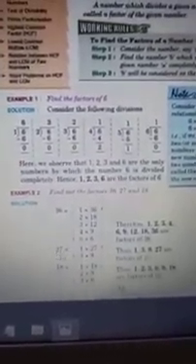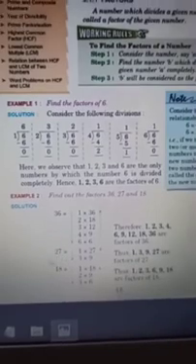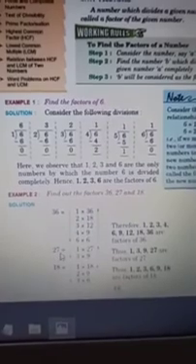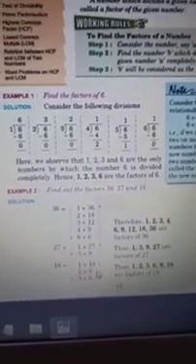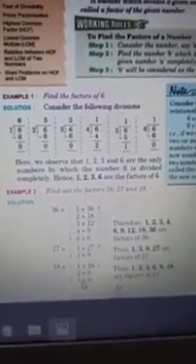Similarly, we have to find factors of 27. When 1 is multiplied with 27, the result is 27. When 3 is multiplied with 9, our result is 27. Here 1, 3, 9 and 27 are the factors of 27. Similarly, we have to find the factors of 18. 1 times 18 is 18. 2 times 9 is 18. 3 times 6 is 18. That is, 1, 2, 3, 6, 9 and 18 are the factors of 18.